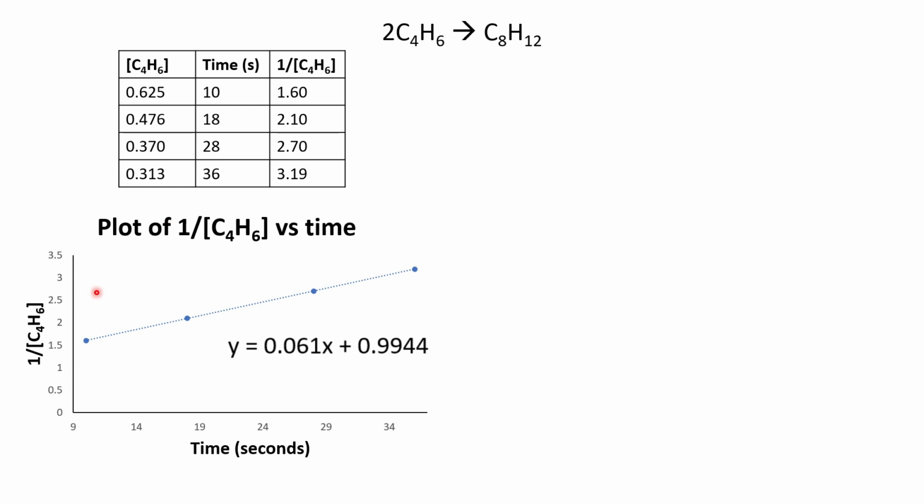All right, here is my plot. Again, I am plotting 1 over concentration versus time. So you'll notice my time down here at the x-axis and 1 over concentration at the y-axis. And yes, I get a very nice linear plot.